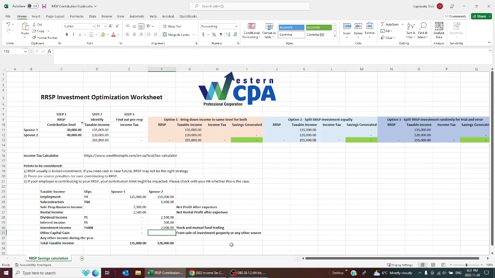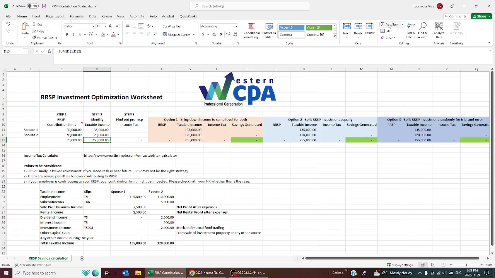So the spouse number two is coming to $120,000. So this is how the family income is $255,000. The limit for them is $70,000. So now you have a room of $70,000 and you have $255,000 taxable income.